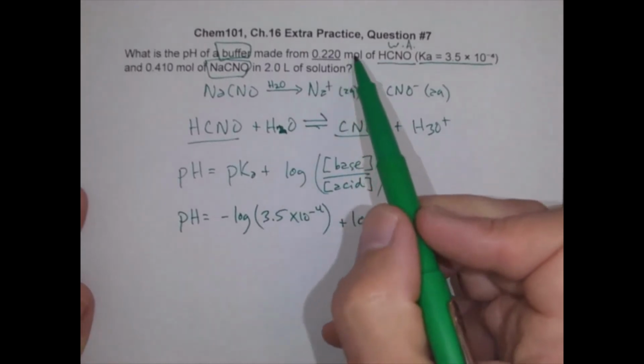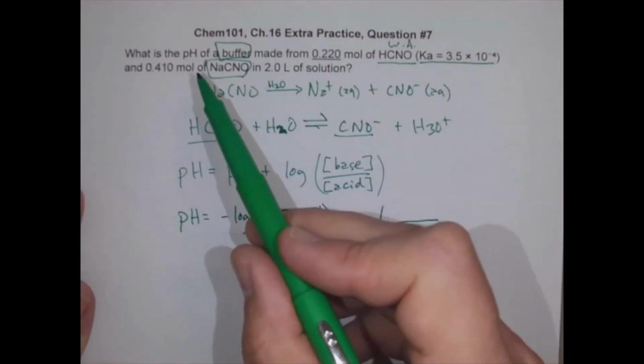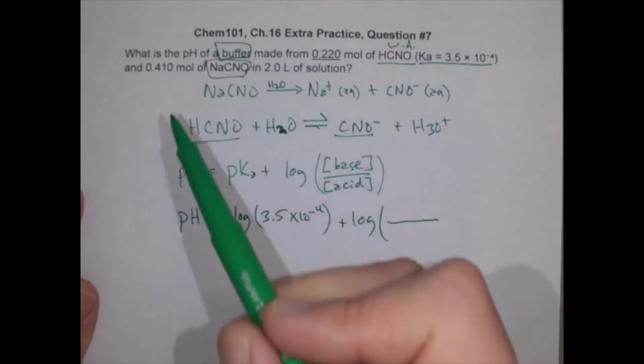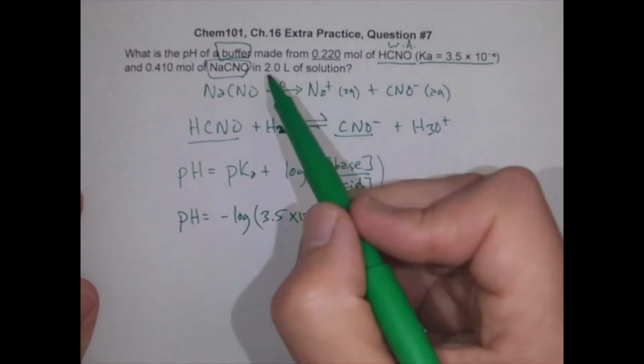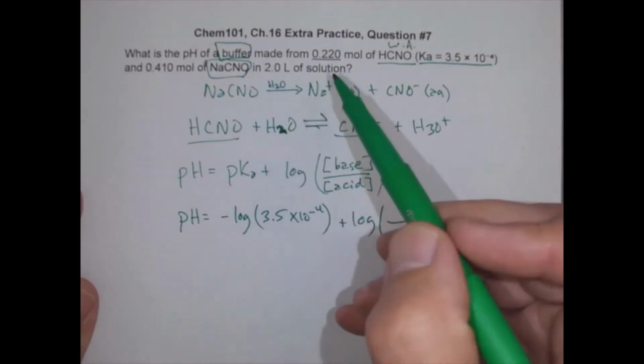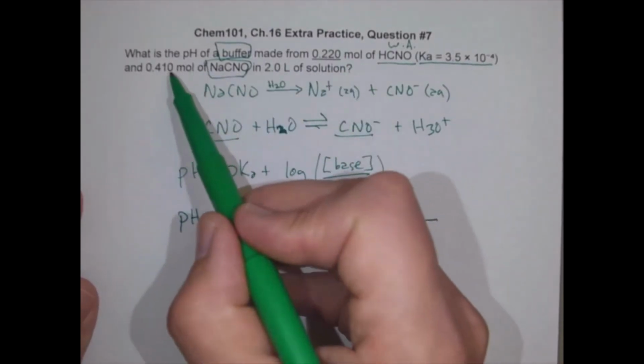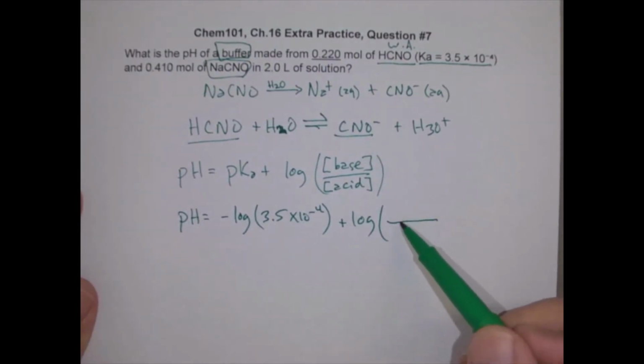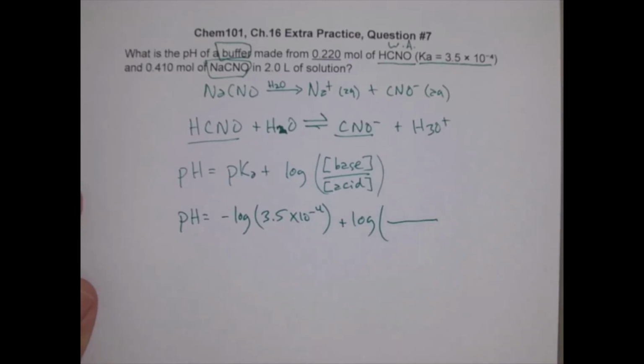We're given moles in the problem statement, but we don't have to convert those into concentrations because both of these would be going into the same volume, 2 liters. So that would be like dividing this by 2 and dividing this by 2, one on top of the other. So it would just cancel out. So we can just go ahead and put number of moles into the Henderson-Hasselbalch equation.